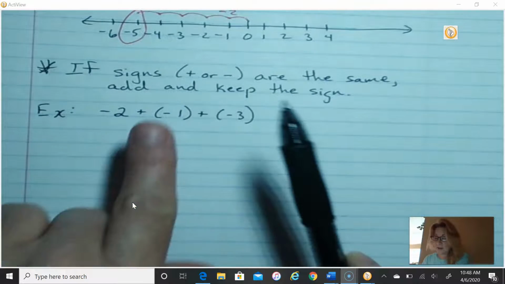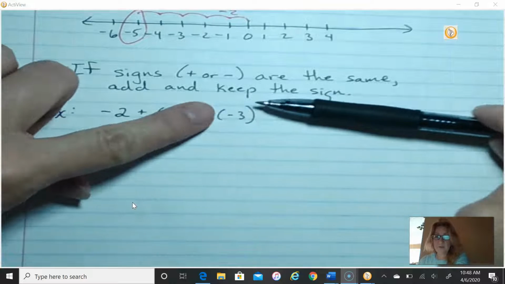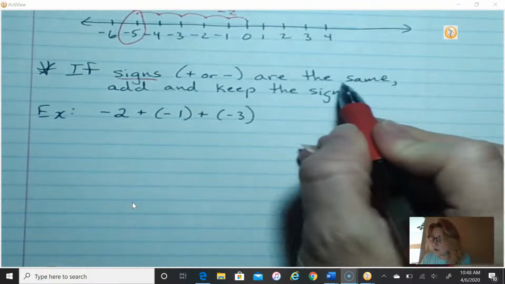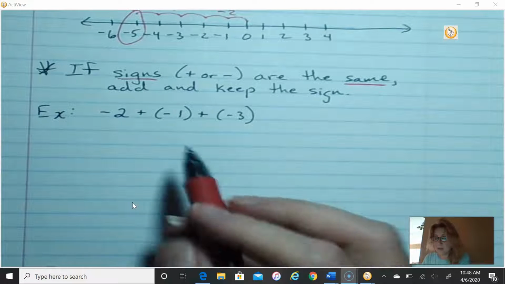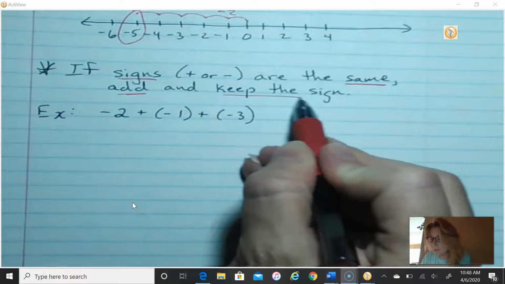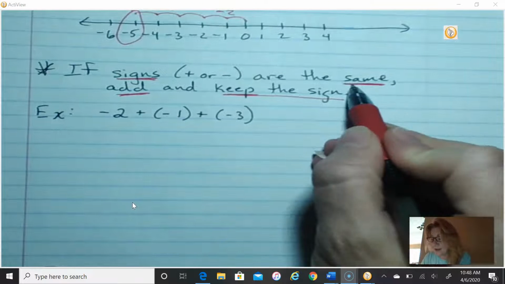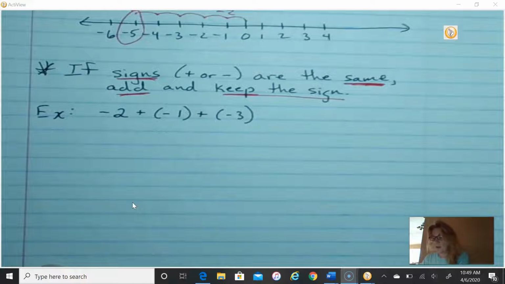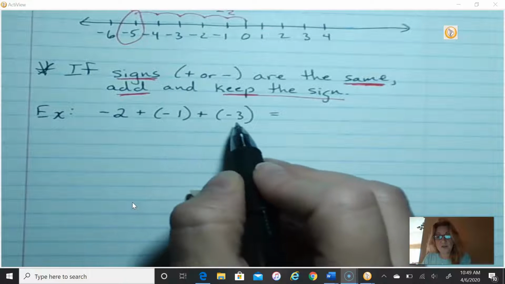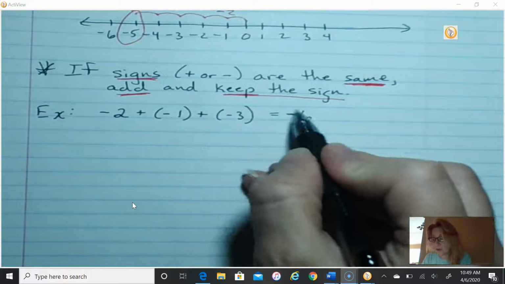Or, notice, that's a negative, that's a negative, that's a negative. The signs are the same. They're all negatives, yes? Then you add and keep the sign. If the signs are the same, add and keep the sign. So boys and girls, what is 2 plus 1 plus 3? It's 6. And they're all negative, so you keep the sign.